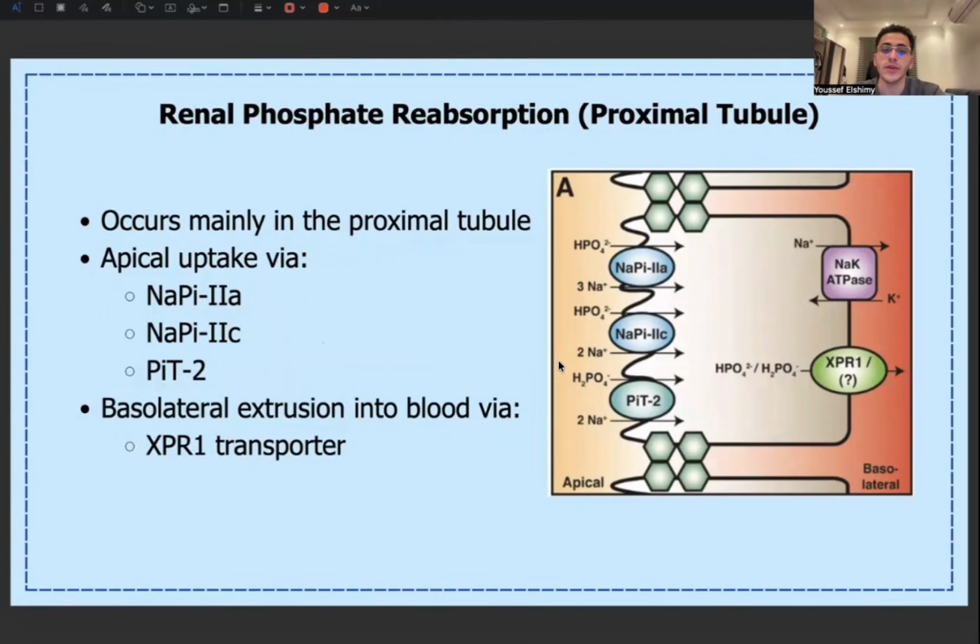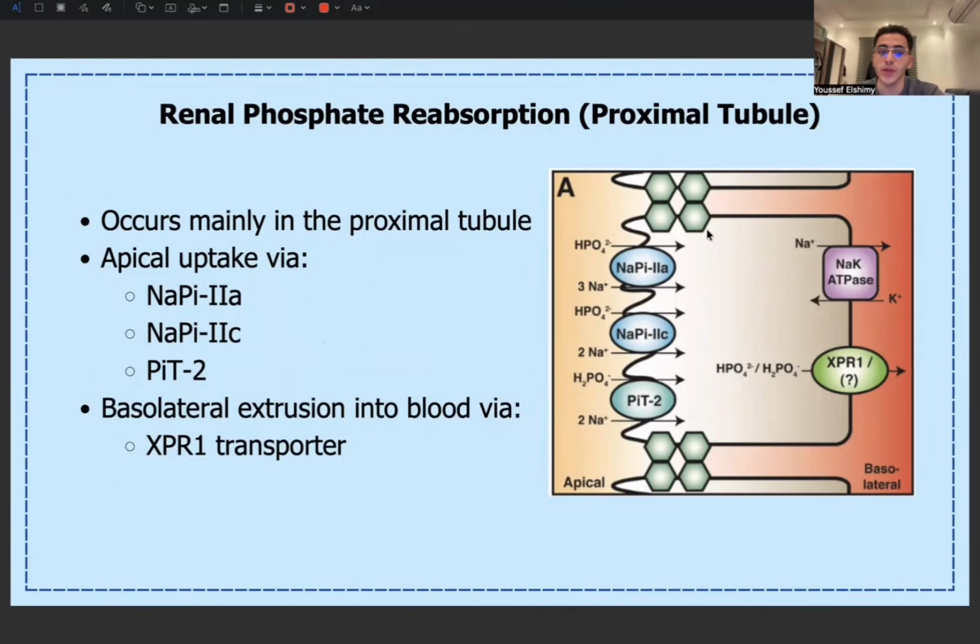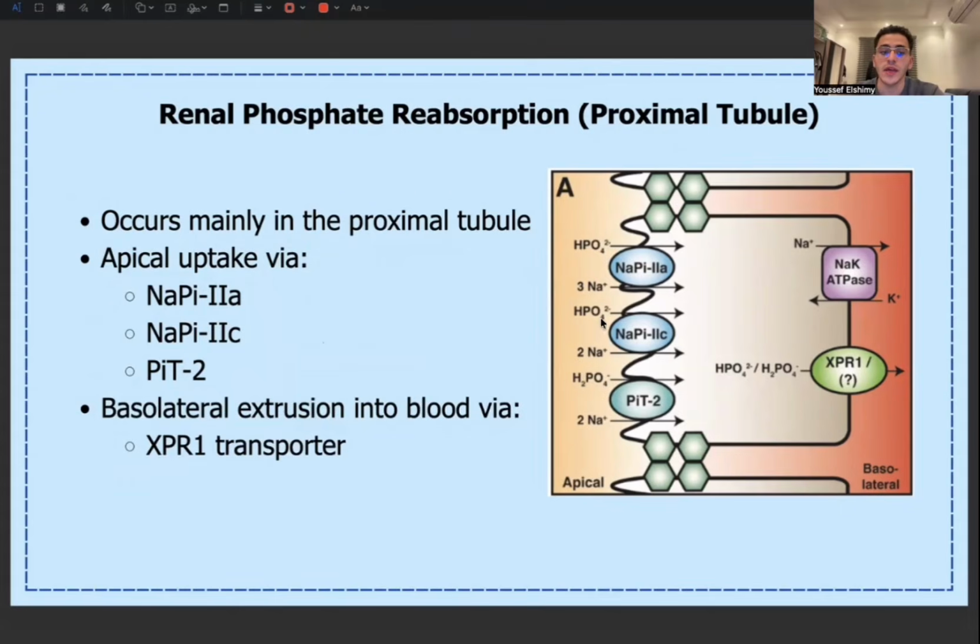So let's look at renal phosphate reabsorption, and this happens in the proximal tubule in the kidney. Reabsorption of phosphate is done by three main channels: sodium phosphate 2A, sodium phosphate 2C, as well as PiT2. All of these channels reabsorb phosphate, then the phosphate exits through the XPR1 transporter. You have to remember this because we're going to talk about them when we talk about FGF23 right now.